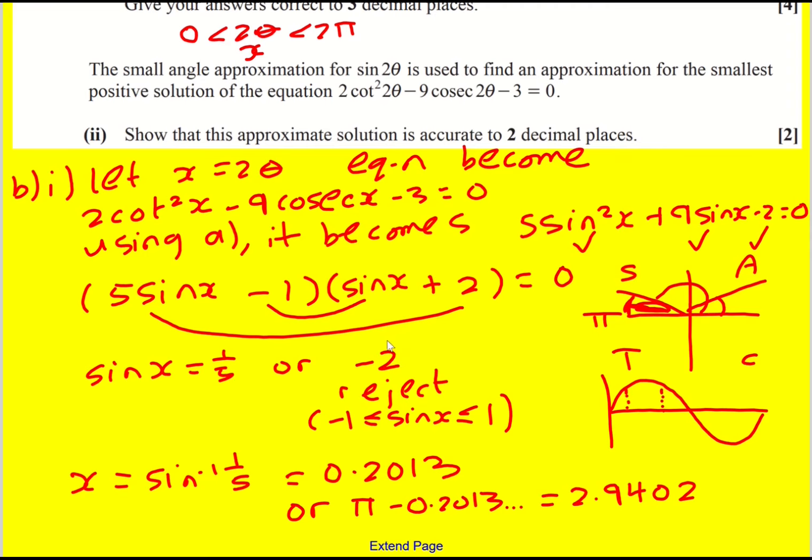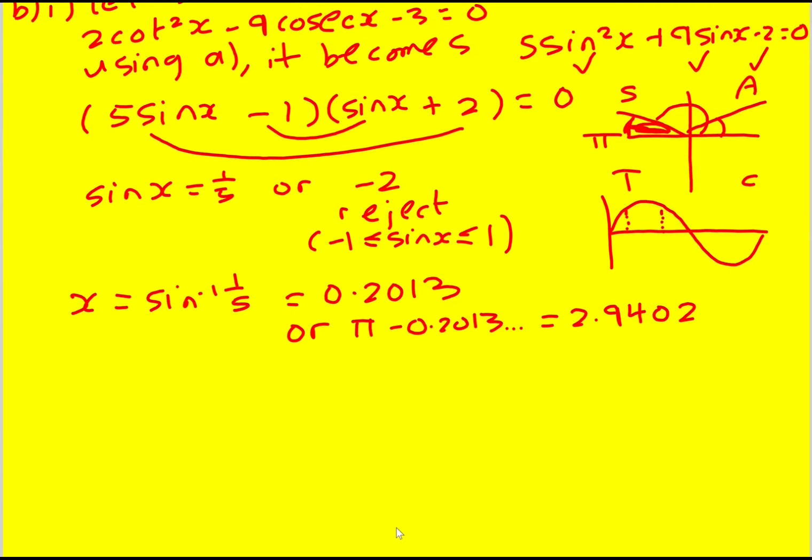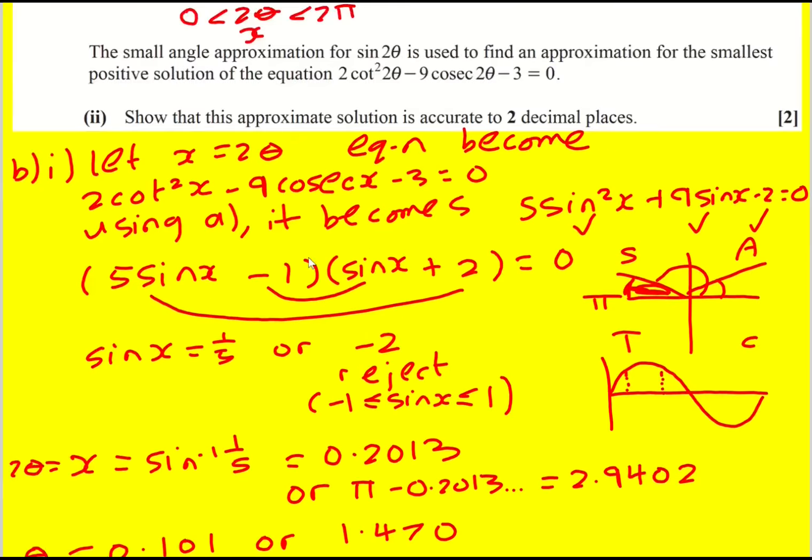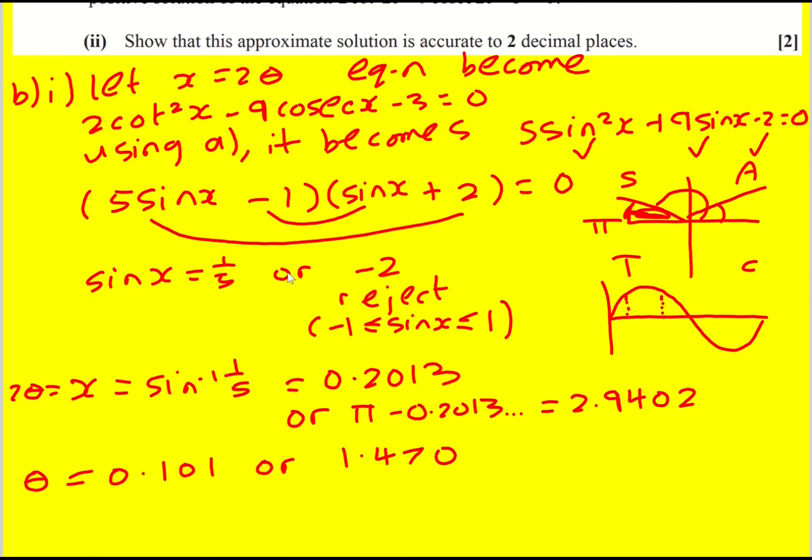We just have to, that is our 2 theta, remember. So theta is going to be 0.2013 divided by 2, which to 3 significant figures is 0.101, and 2.9402 divided by 2, which gives us 1.470. I think we're asked in the question to leave it to 3 decimal places here. Nice one.